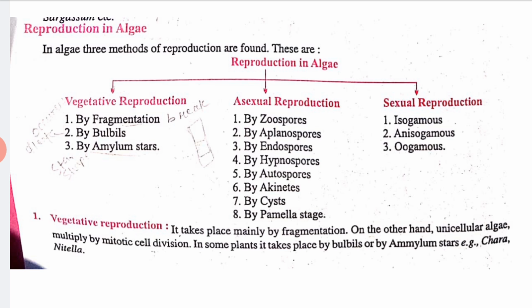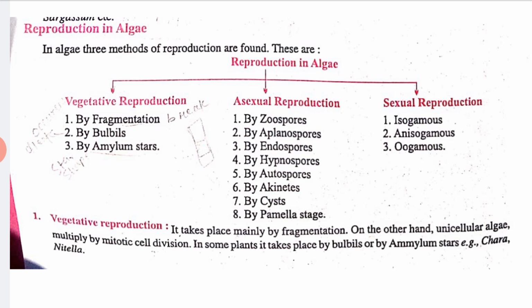Okay, so let's start. In algae, three methods of reproduction are found, and these are vegetative reproduction, asexual reproduction, and sexual reproduction. You can see in this chart it is given very nicely: vegetative reproduction is by fragmentation, by bulbils, by amylum stars. Asexual reproduction is by zoospores and endospores. And in sexual, there are isogamous, anisogamous, and oogamous.